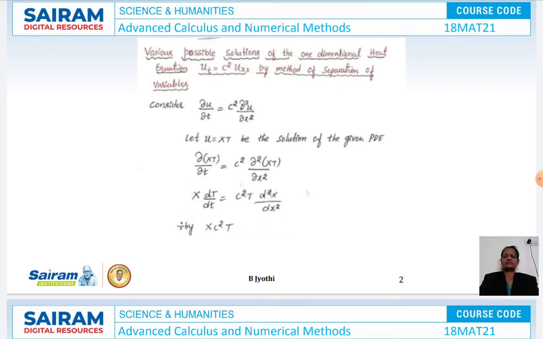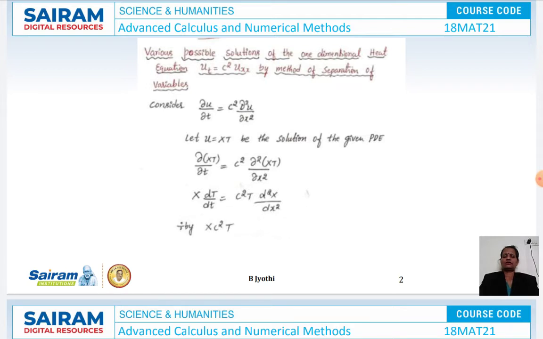Let us consider the heat equation, that is ∂u/∂t = c² ∂²u/∂x². Let u = X(x)T(t) be the solution of the given PDE. Then ∂/∂t of XT is equal to c² ∂²/∂x² of XT. That is, taking the X out, X dT/dt = c² T d²X/dx².